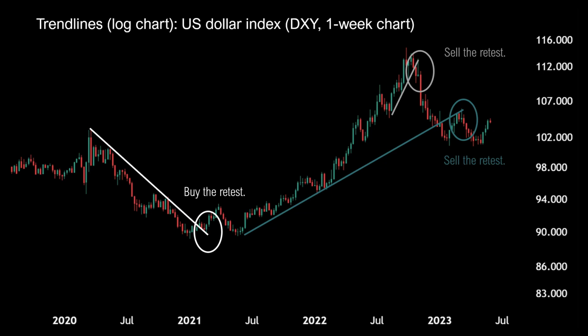Now, as you can imagine, trading the US dollar index based on simple trend lines would have been a lot easier than trying to predict what would happen to American interest rates and inflation over the past few years. Not only that, but it would have been a lot more profitable too. Just remember what Bernard Baruch said in the early 1900s. Show me the chart and I will tell you the news.